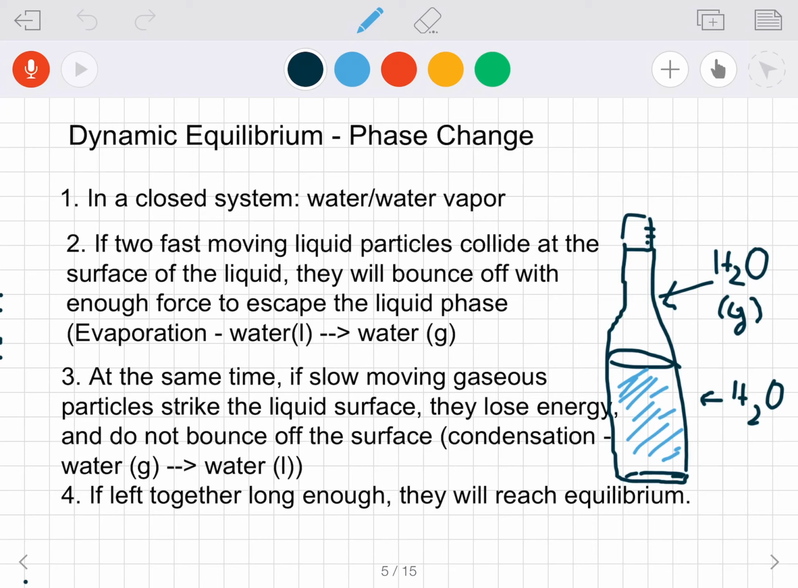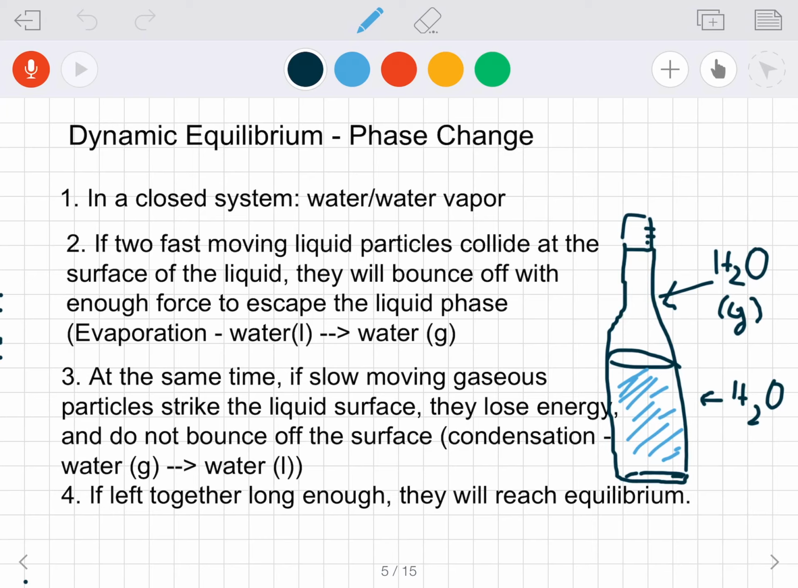So when an average speed or a slow-moving particle bounces into another, they just hit each other, bounce off, nothing happens. But what if two extremely fast-moving particles hit each other? Is it possible that they could have so much energy that when they hit and bounce off, they have enough work energy to escape the liquid phase and become a gas? And the answer is yes. That's what we mean by evaporation. We have spontaneous phase change between a liquid and a gas.